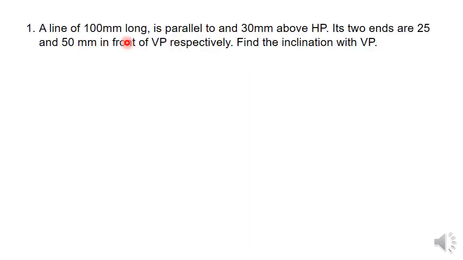Now let us take one example, a line of 100 mm long. So the true length is 100 mm. It is parallel to and 30 mm above HP. So it is parallel to HP and its distance from HP is 30 mm. So all points of this line will be at the same distance from HP. So in front view you will be getting a line which is parallel to XY line at 30 mm height. Now its two ends are 25 mm and 50 mm in front of VP respectively. If the name of the line is AB, then in top view A will be at 25 mm and the other point will be at 50 mm in front of VP.